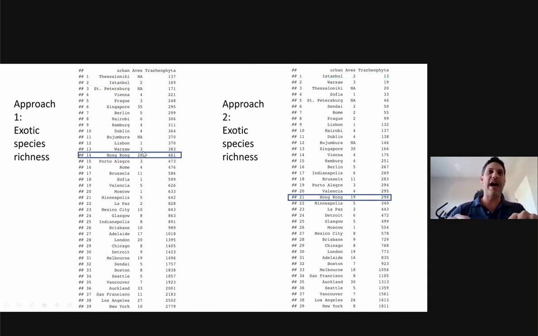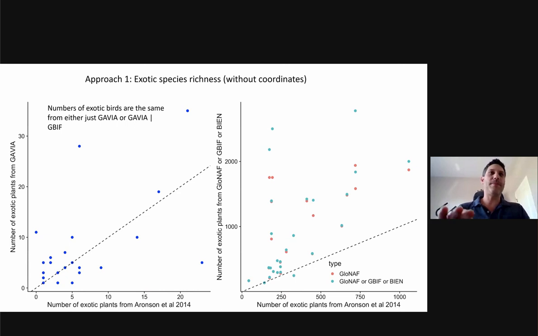And then if we look at Hong Kong, we can see using a less conservative approach, we have 28 exotic birds and 461 exotic plants. And the more conservative approach has considerably fewer birds and plants there. So when we plot this out, this first plot over here, pardon me, this should say birds, number of exotic birds from GBIF.